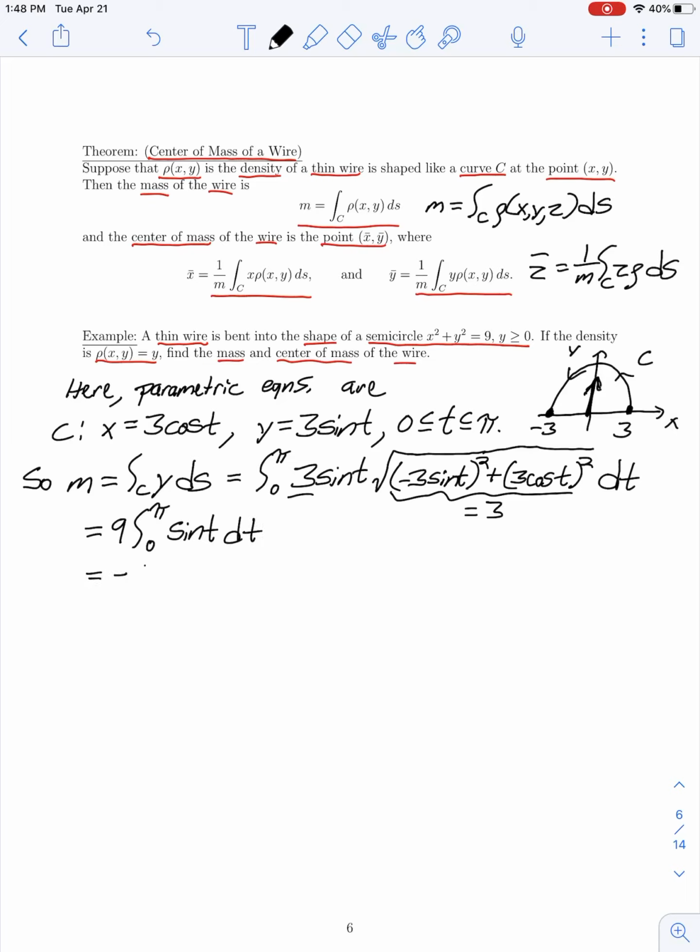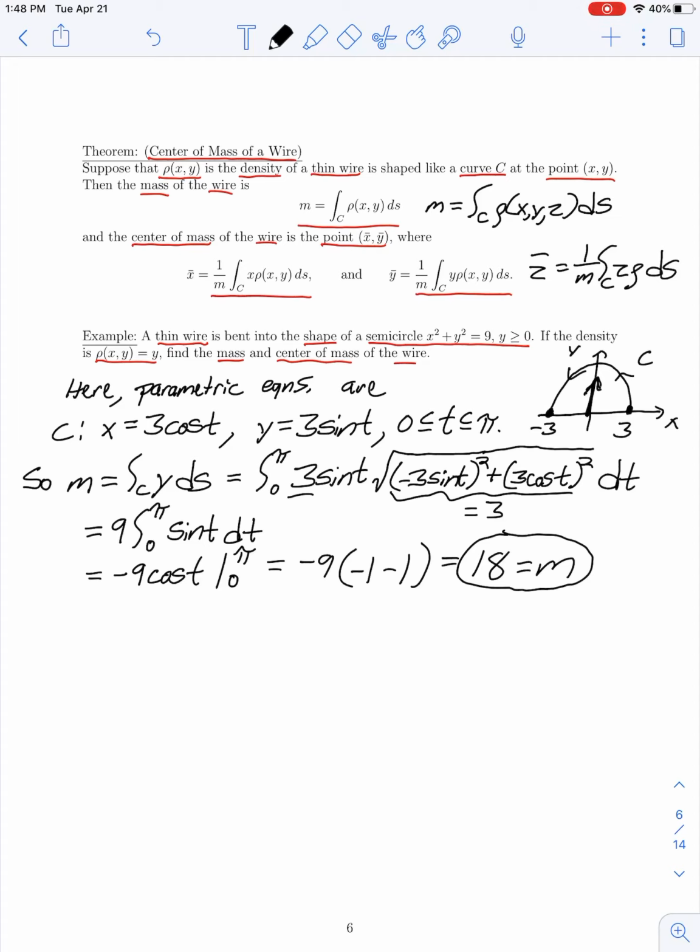which is given by negative 9 cosine of t from 0 to pi. So that is negative 9 times cosine of pi, which is negative 1, minus cosine of 0, which is 1. So we have negative 9 times negative 2, or positive 18 for the mass of this wire.